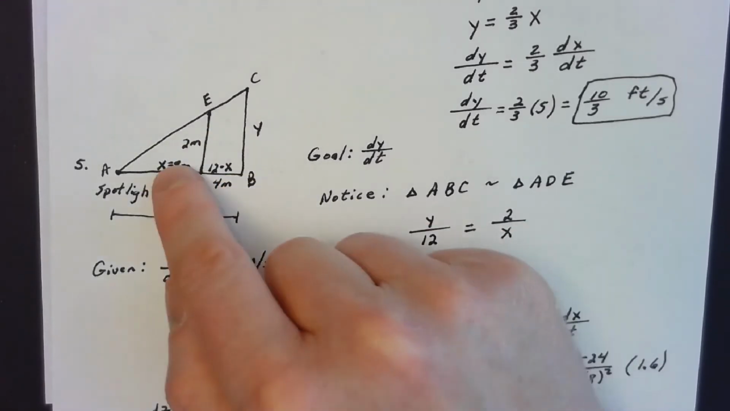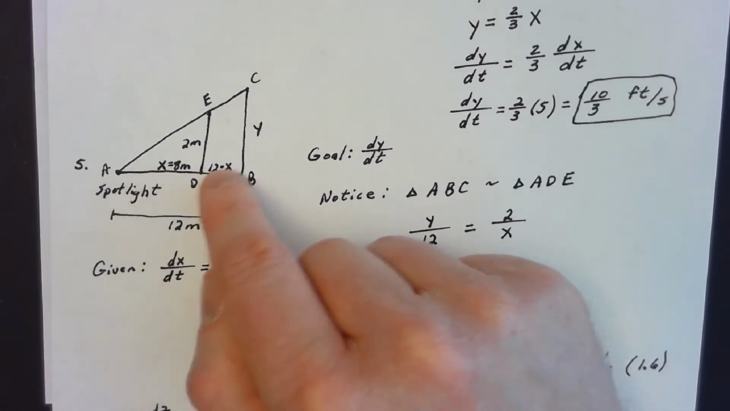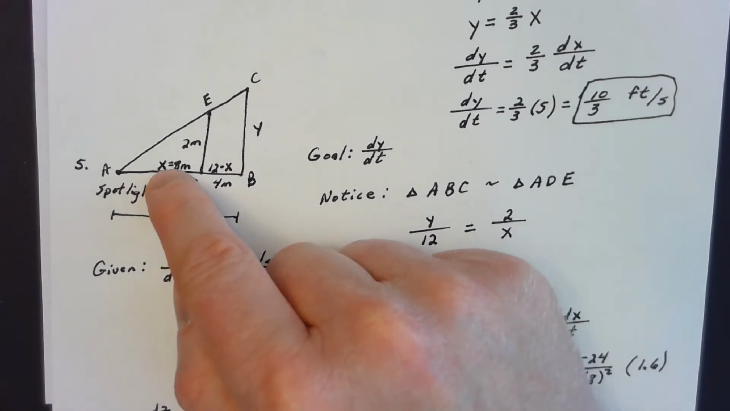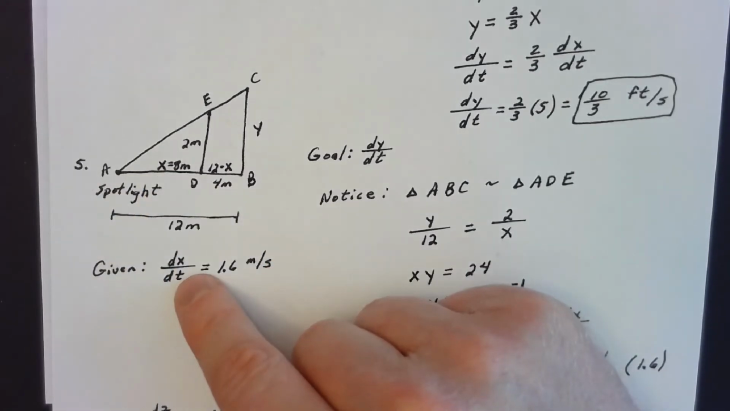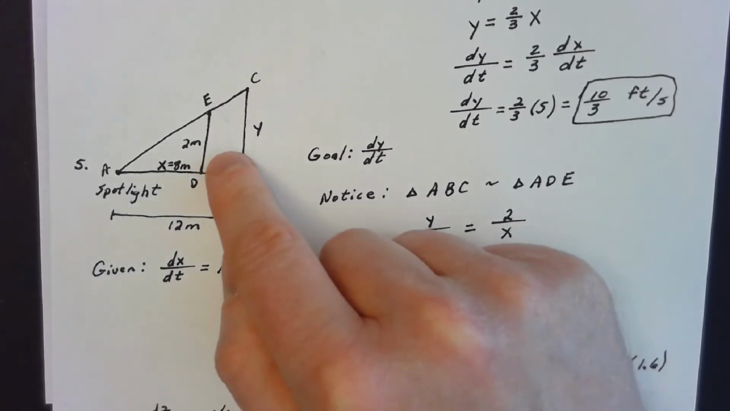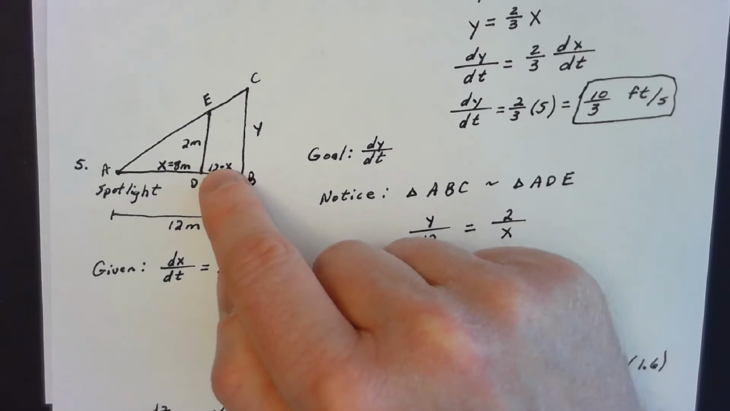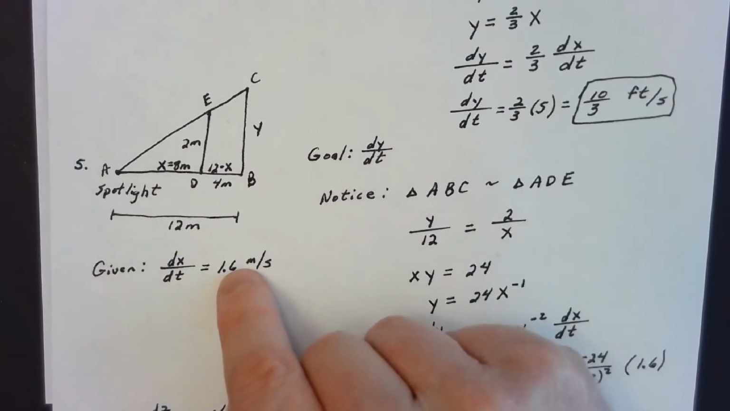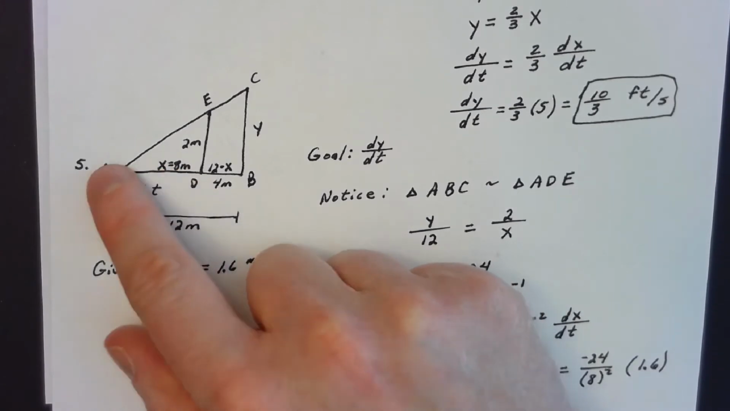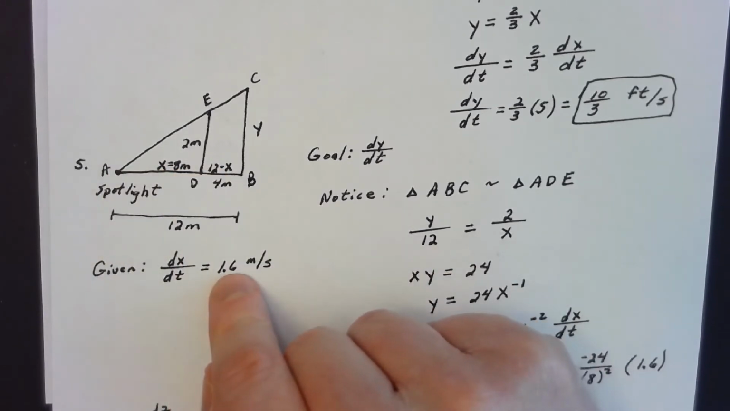I labeled this as x as opposed to that x, because if I let x be his distance from the spotlight, then the change of x with respect to time can be positive. Let's say, for example, I had called his distance from the wall x. Then dx/dt would have had to be negative 1.6 meters per second, since that distance would be decreasing. But since I'm letting x represent his distance from the spotlight, positive 1.6 meters per second is fine.